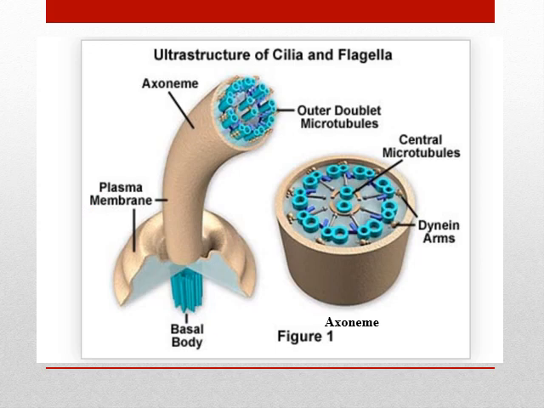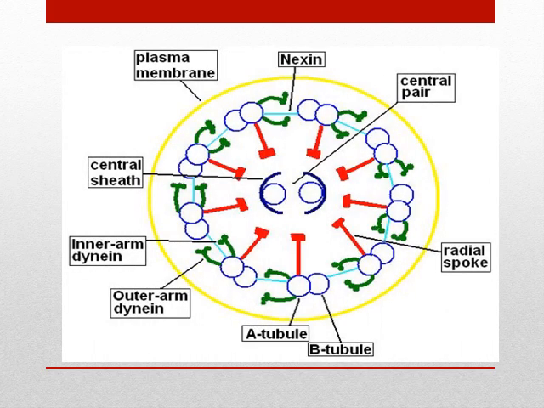This picture shows the structure of cilia and flagella. We can see the basal body beneath the plasma membrane and the axoneme that originates from the basal body. Also, we can see the structure of the axoneme, which is composed of 9 peripheral pairs and a central pair of microtubules. This picture shows the structure of the axoneme.